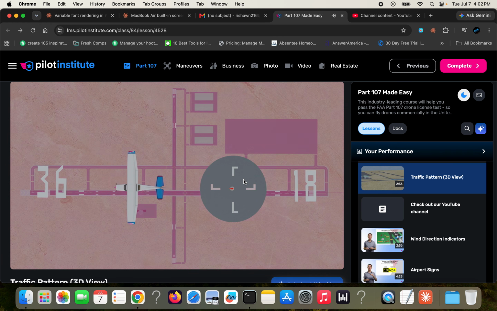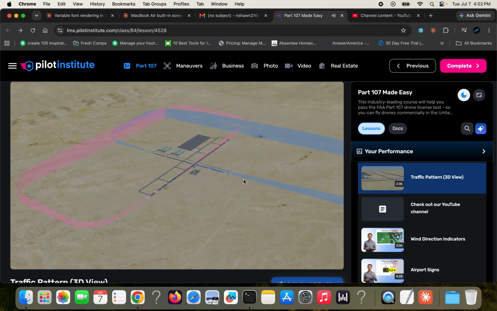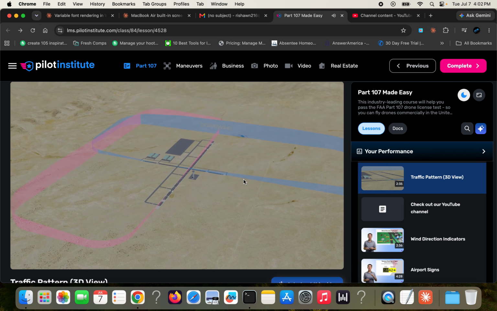So there's always right turn and left turn on the same runway, depending on what side of the runway you're going to be using. So that's our airport right here. A quick overview of the traffic pattern, and I hope this helps.